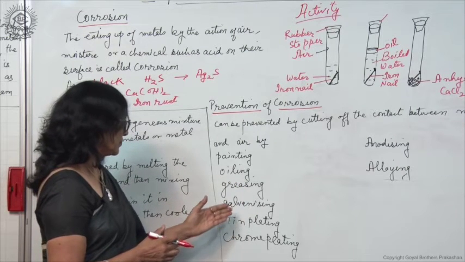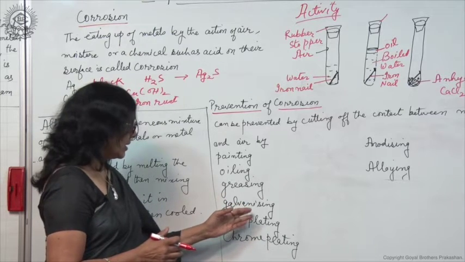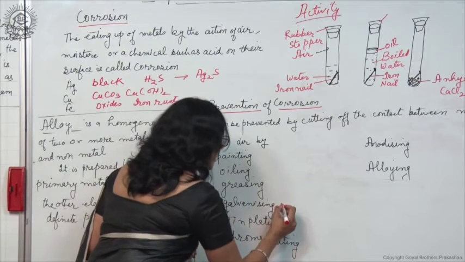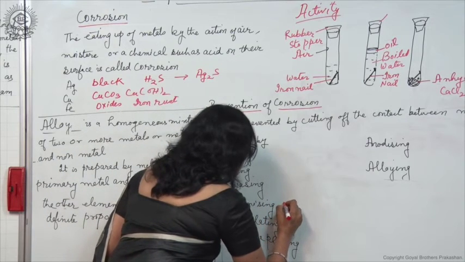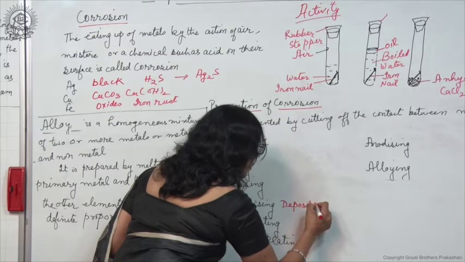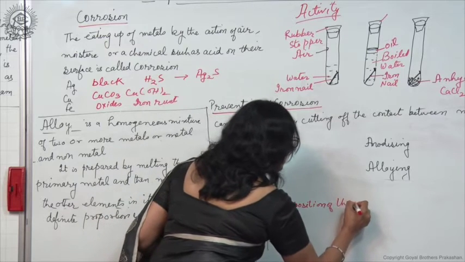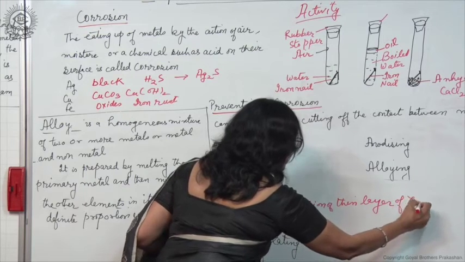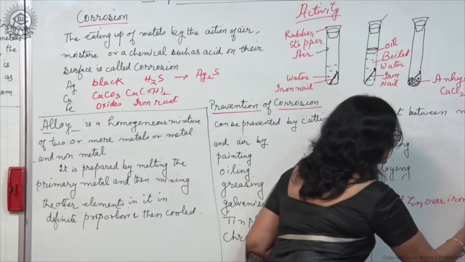Next is galvanizing. Galvanizing is covering the iron object by a thin layer of zinc. Galvanizing is the deposition of a thin layer of zinc over the iron surface.